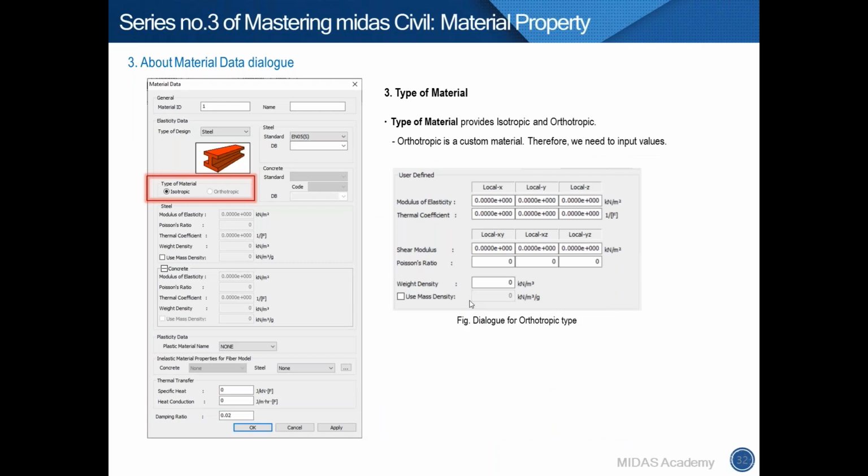Now let's move back to the material data dialog. So the next one is the type of material. So you can select the isotropy or orthotropy type here. But the isotropy type is a common type for the material. But if you need to consider different stiffness in the orthogonal direction, the orthotropic type is used.